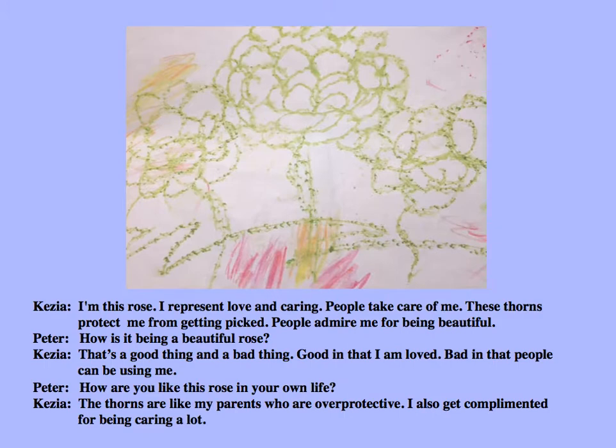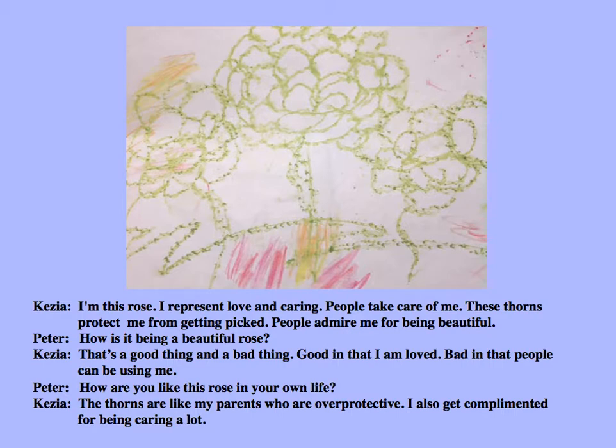So another example, Kezia says, I'm this rose. I represent love and caring. People take care of me. These thorns protect me from getting picked. People admire me for being beautiful. I say, how is it being a beautiful rose? I'm just asking her more about her experience, right? That's a good thing and a bad thing. Good in that I'm loved, bad in that people can be using me.